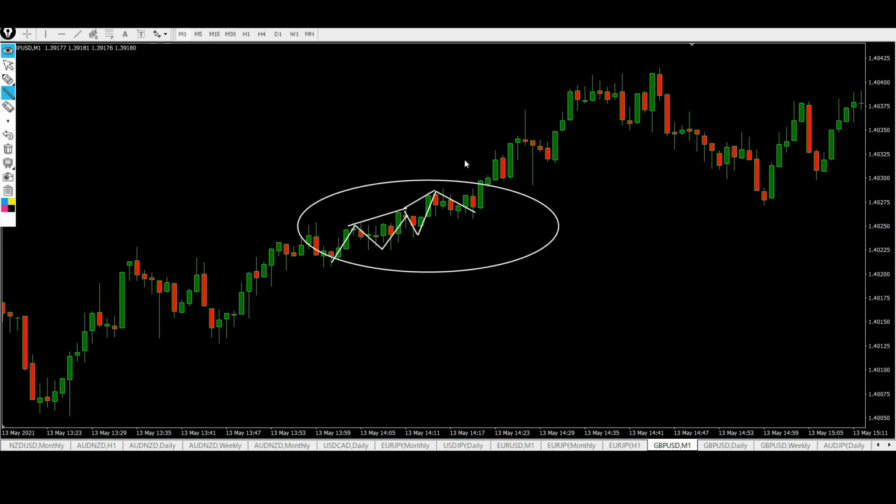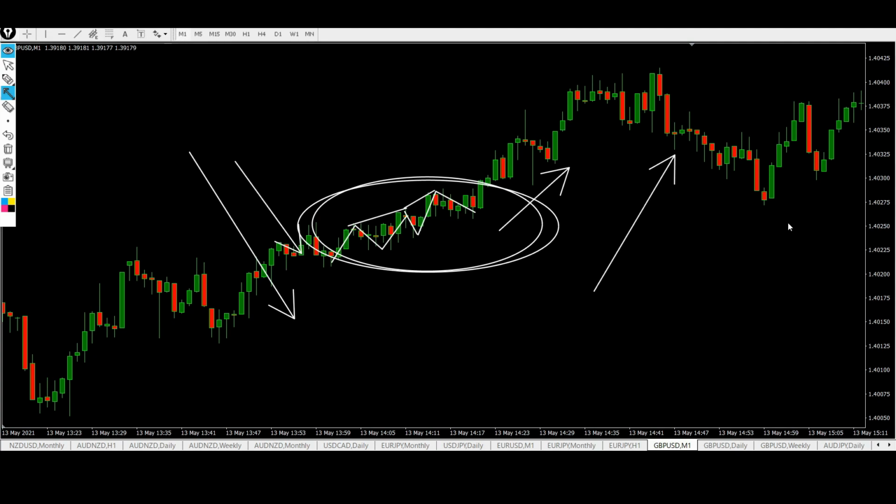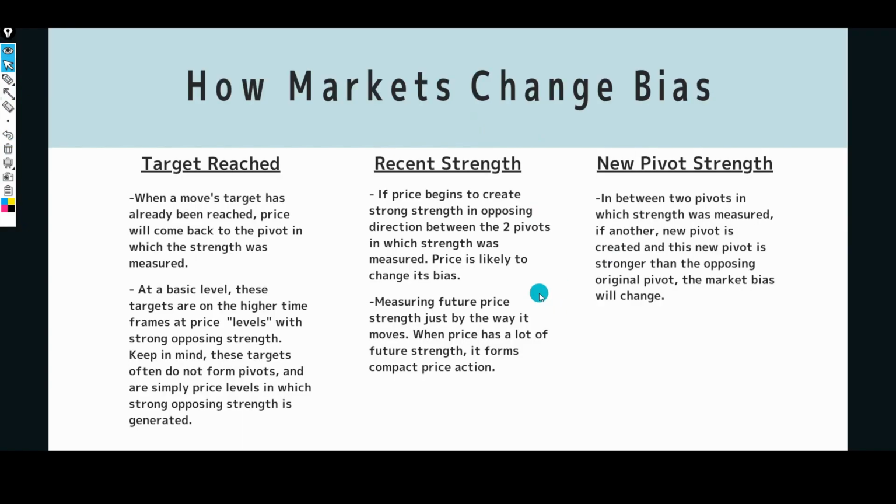Now in future lessons, I'm going to go through each one of these ways in which markets change its bias in further detail. But for now, just remember that if this compact price action forms, in this case, long compact price action, even if we were short biased on the weekly chart, that will still change the market bias from short to long on the weekly bias. All right, so let's go on to the third way in which markets change its bias.